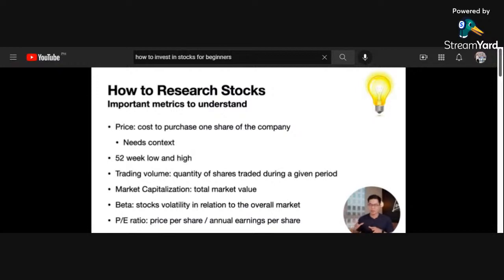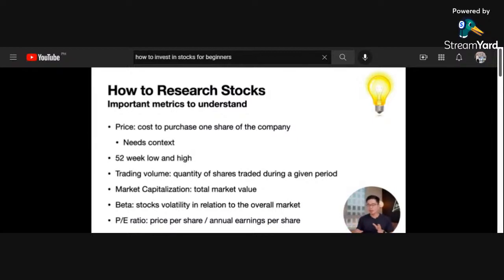So that just gives you some context as to where the share price is currently. You also have your trading volume. This is the quantity of shares that are traded during a given period. Now, when you have high volume, this means that a lot of people are trading it right now. And what I recommend doing with this is you want to pair it with the trend of that price.